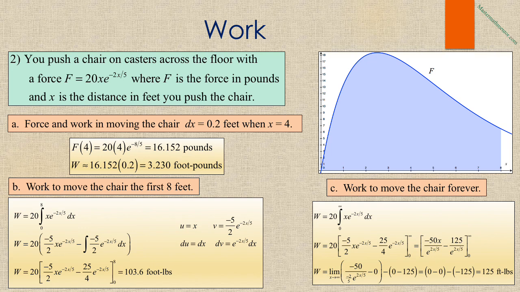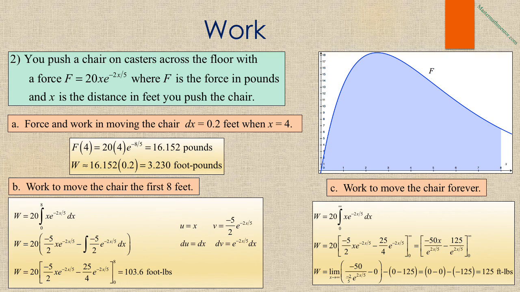So our work is simply 20 integral from 0 to infinity of x e to the negative 2x over 5 dx, which is equal to 20 times negative 5/2 x e to the negative 2x over 5 minus 25 fourths e to the negative 2x over 5, evaluated from 0 to infinity, and that gives the expression negative 50x over e to the 2x over 5 minus 125 over e to the 2x over 5, evaluated from 0 to infinity.